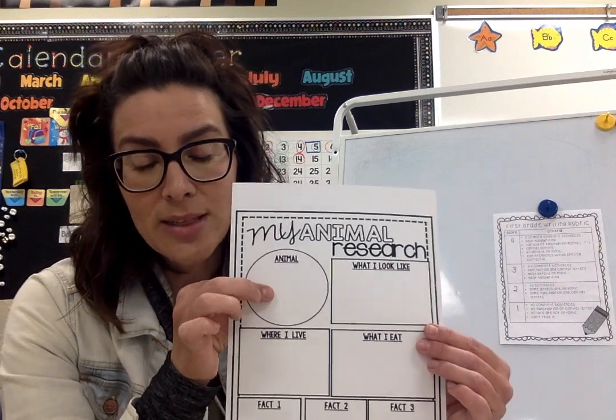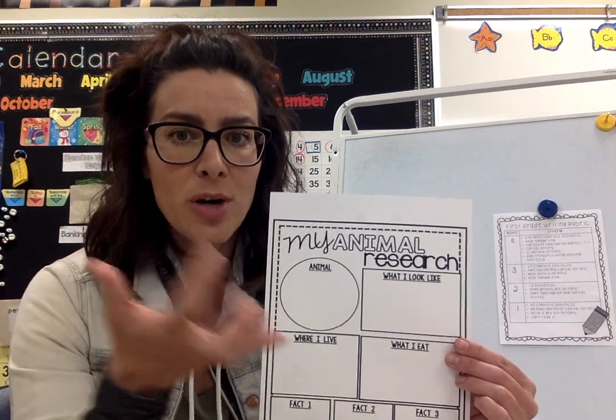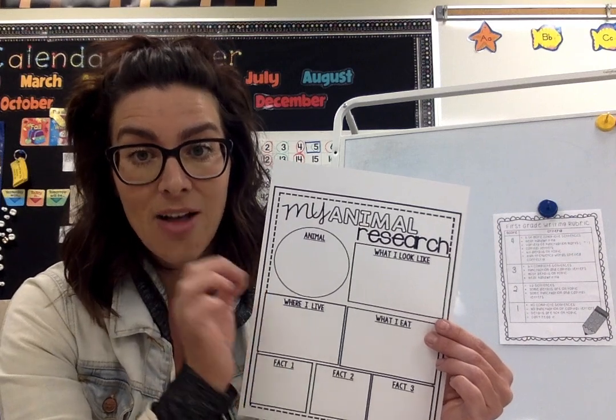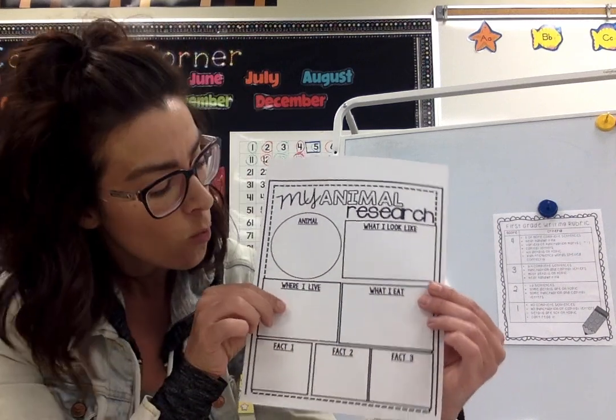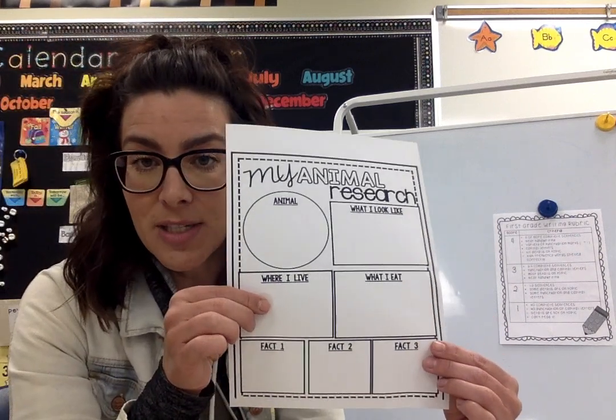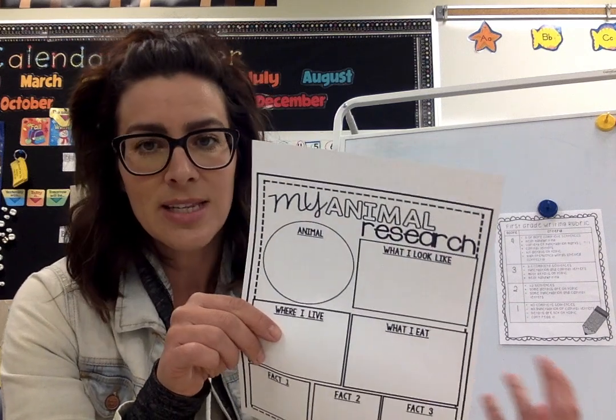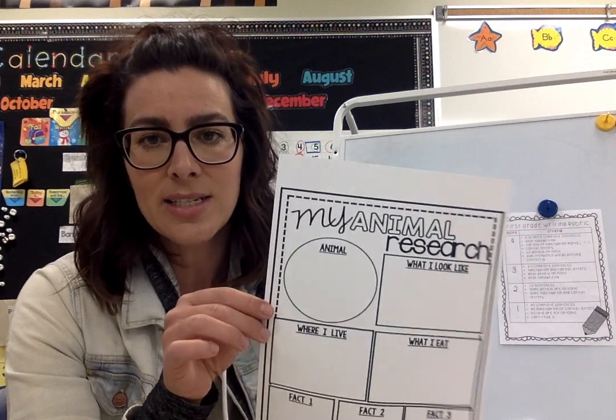Here, if you're just going to write the name of your animal, maybe you want to do it in bubble letters or something super interesting. So when we look at this, it's like, wow, that has detail. That's a lot of effort, okay? Where that animal lives. So what's its habitat? Does it live in the ocean? Does it live in the desert? Would you find it in a home?